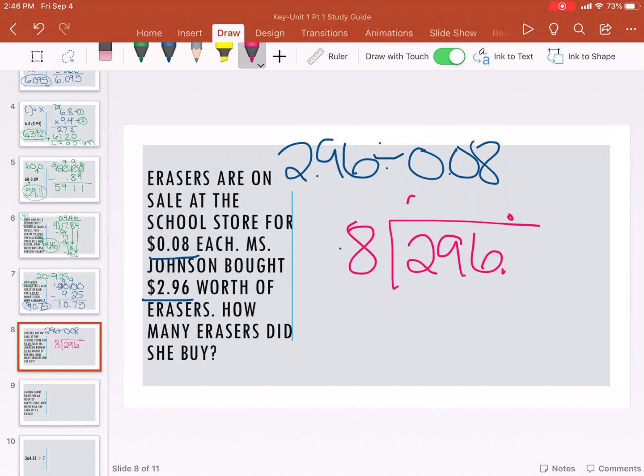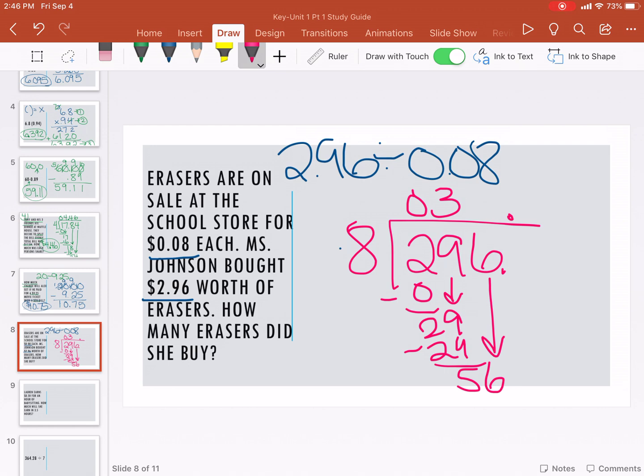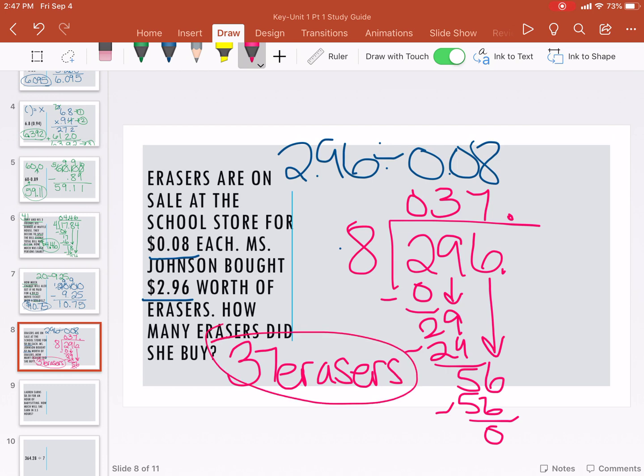8 goes into 2 0 times. 8 goes into 29 3 times. 8 times 3 is 24. Bring down the 6. 8 goes into 56 7 times. 0 left over. So our answer is 37 erasers. 37 erasers is the answer. Make sure you've got erasers as the unit.